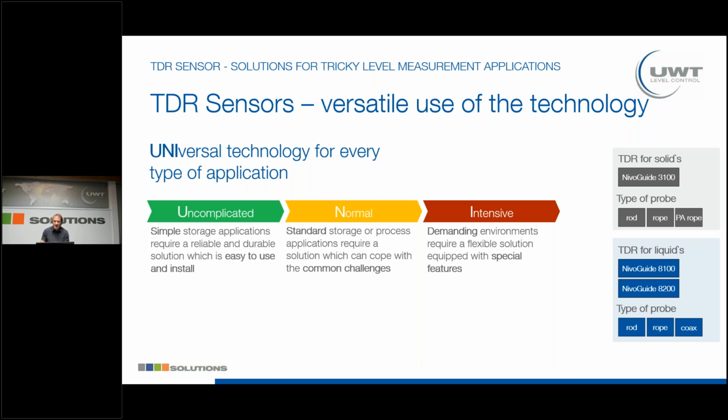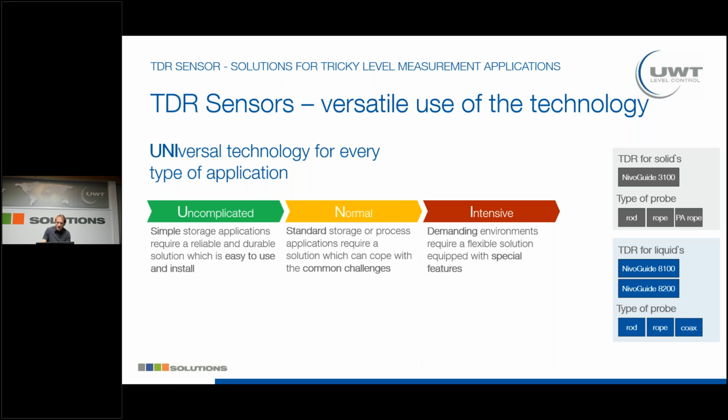Then we have, on the other hand, some normal applications. So these can be storage or process applications. And here we need a solution that can cope with the common challenges. So like temperature, pressure changes, dust, steam, condensation, humidity, and these are some typical common challenges you are confronted with in solid or liquid applications.